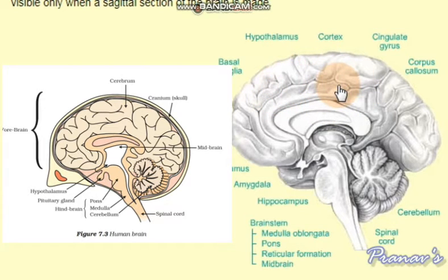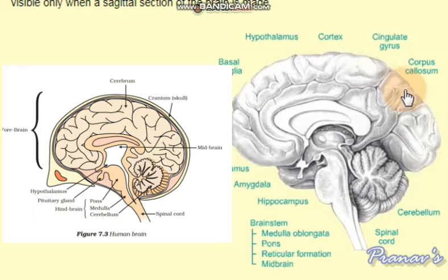In this video, I have discussed about brain and its parts along with the structure of neuron. In this video, I have also discussed about PNS, that is peripheral nervous system, and CNS, that is central nervous system.